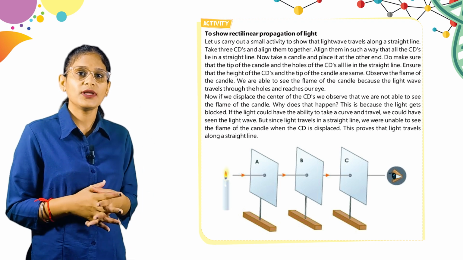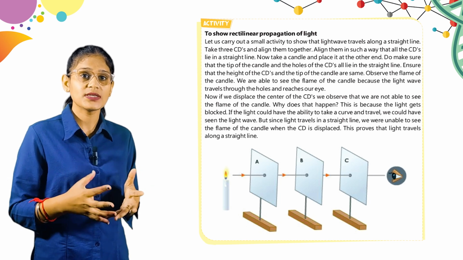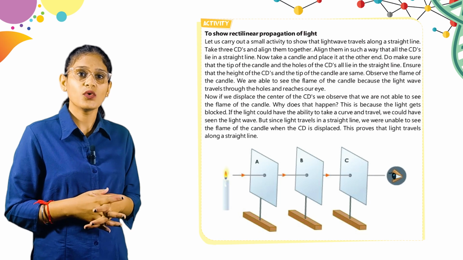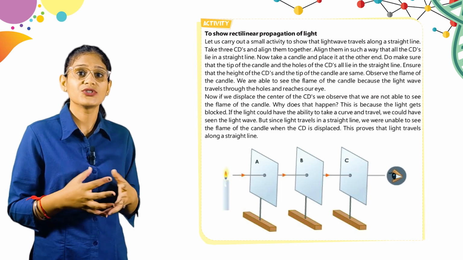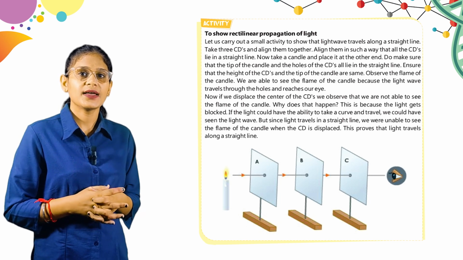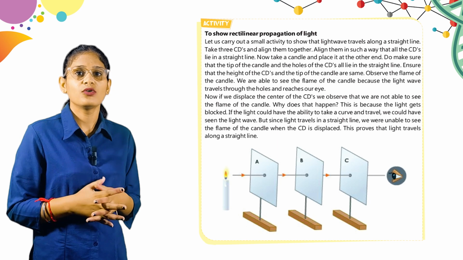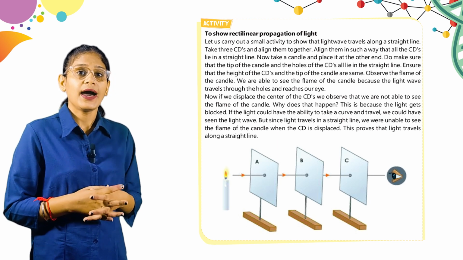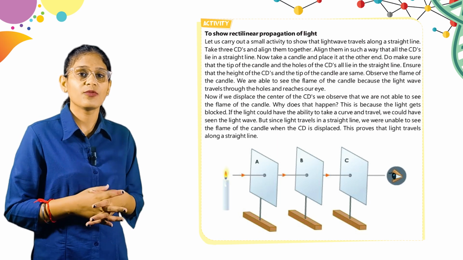Let us carry out a small activity so that light wave travels along a straight line. Take 3 CDs and align them together. Align them in such a way that all CDs lie in a straight line. Now take a candle and place it at the other end. Do make sure that the tip of the candle and the holes of the CDs all lie in the straight line. Ensure that height of the CDs and the tip of the candle are same. Observe this flame of candle.